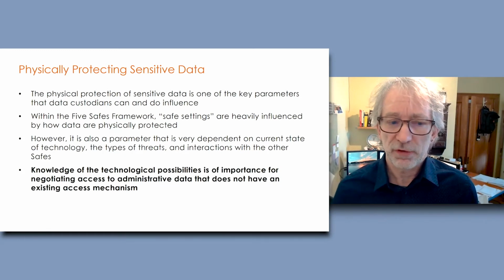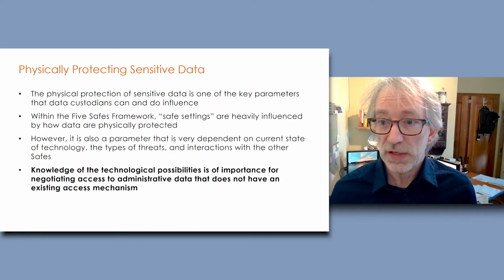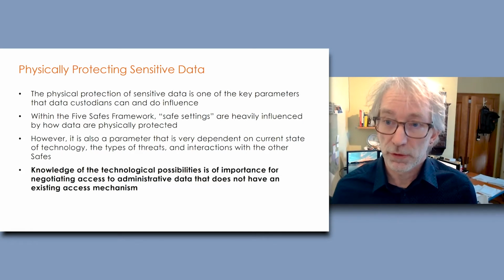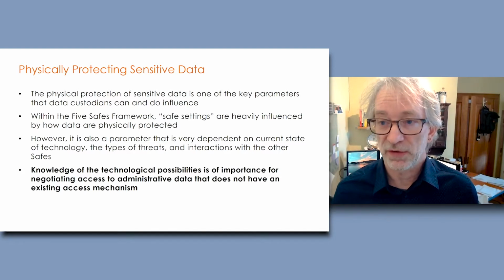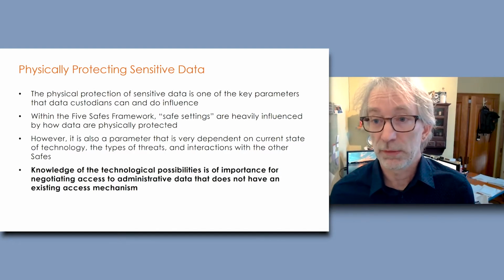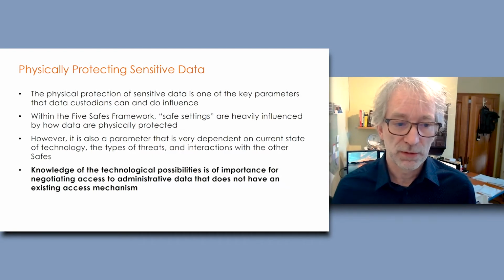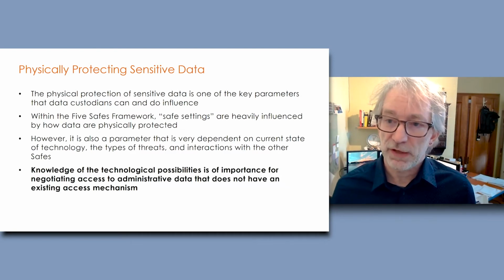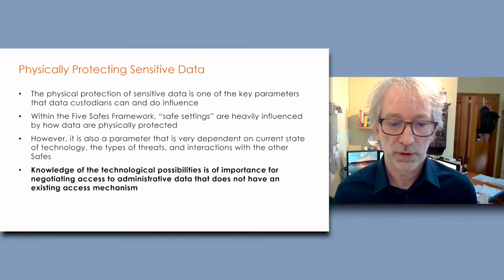And it's a parameter that's very dependent on the current state of technology. So what we're going to be presenting today is a snapshot. It should be seen as an indicator of where to look for information, whom to ask for information. It should not be seen as the state of the technology, because tomorrow some elements are probably going to be obsolete already. The types of threats and interactions with the other safes will depend on each particular circumstance. So we might comment on some of those as we go through.